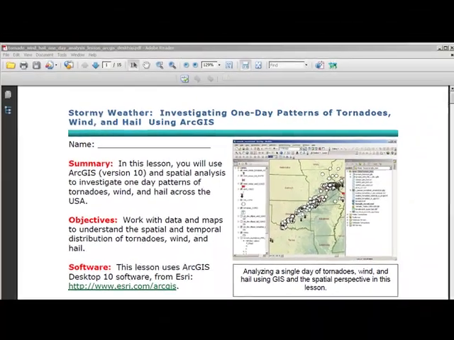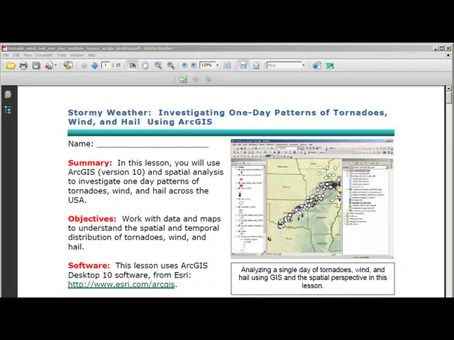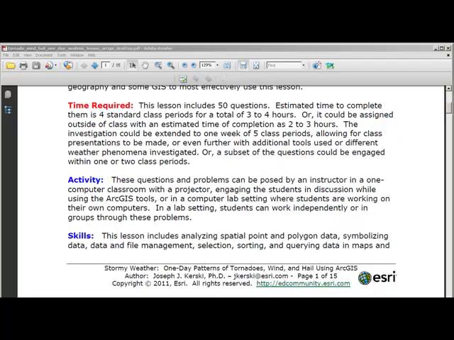Students should be familiar with maps and some basics of physical and cultural geography and some GIS to most effectively use this lesson. This lesson includes 50 questions. Estimated time to complete them is 4 standard class periods for a total of 3 to 4 hours.